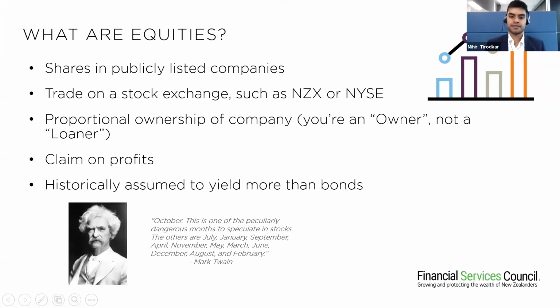Mark Twain has a very witty quote in which he talks about equities and the speculation that is often involved when investing in equities. He says, October, this is one of the peculiarly dangerous months to speculate in stocks. The others are July, January, September, April, November, May, March, June, December, August, and February.